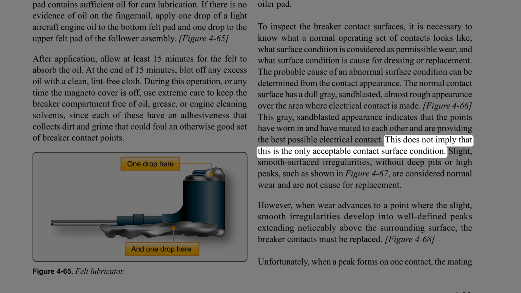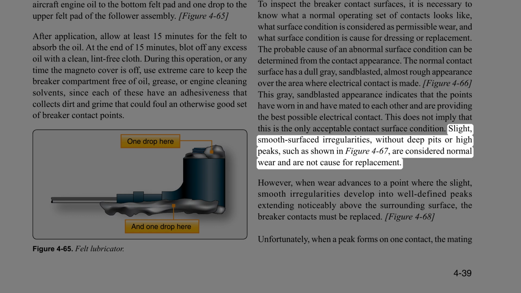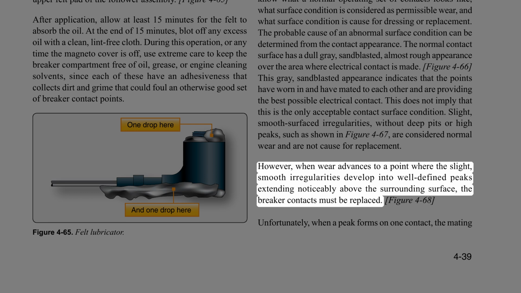This does not imply that this is the only acceptable contact surface condition. Slight, smooth surfaced irregularities, without deep pits or high peaks, such as shown in Figure 4-67, are considered normal wear and are not cause for replacement. However, when wear advances to a point where the slight, smooth irregularities develop into well-defined peaks extending noticeably above the surrounding surface, the breaker contacts must be replaced.